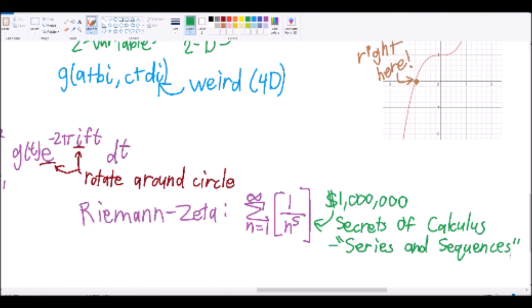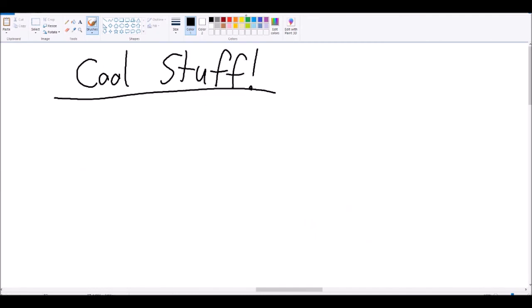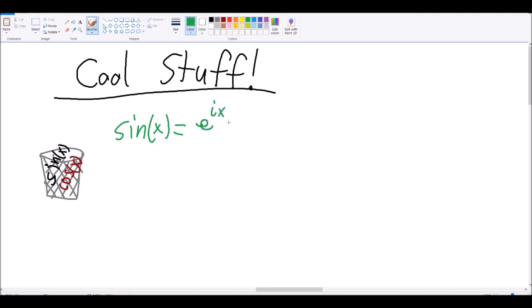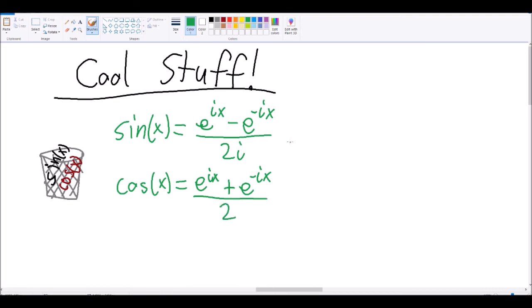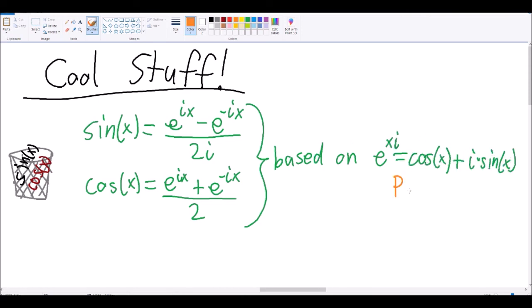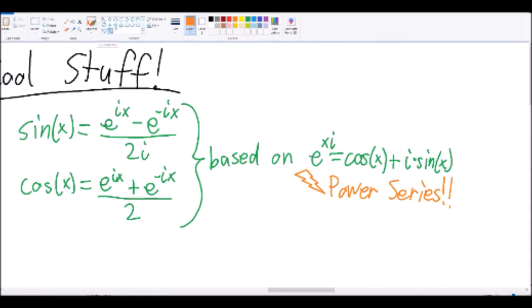Okay, our creation stood the test of logic. We answered all our big questions, so now time for the cool stuff. First, we can actually ditch trig functions entirely if we really wanted to, because it turns out sine of x can be written as e to the ix minus e to the negative ix, all over 2i. And cosine of x can be written as e to the ix plus e to the negative ix, all over 2. The explanation for that comes from power series and the fact that e to the ix equals cosine of x plus i times sine of x. But this video is already getting too long, so proof is left as an exercise for the viewer.